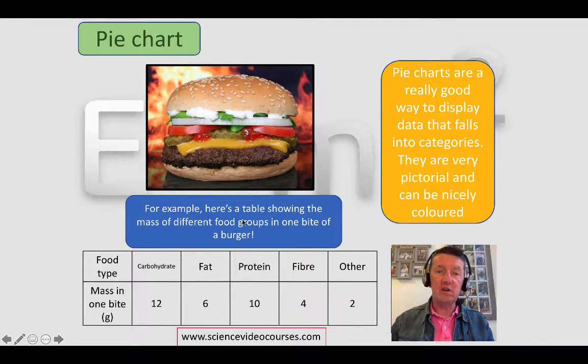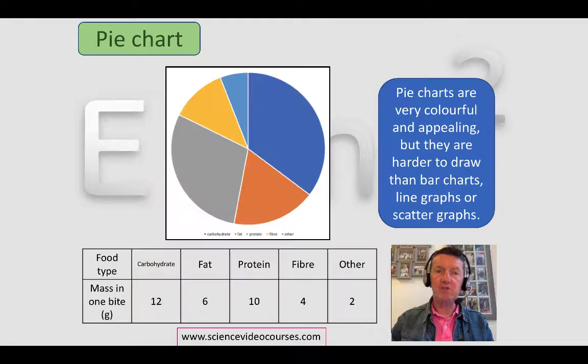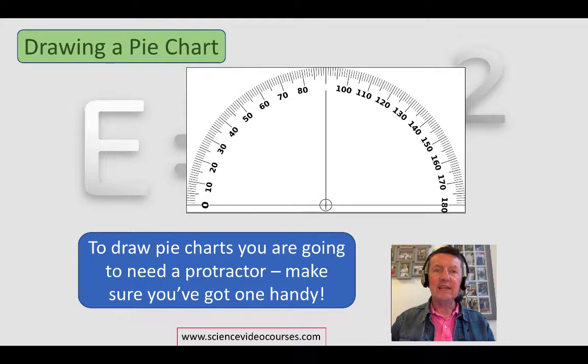Now here's some data showing what different food groups there are in a single bite of a burger. So you've got carbohydrates, you've got fats, you've got proteins, fibres, other stuff. Now if we put that into a bar chart, here's our key. The key is down here. So key is carbohydrate, is the bluey one, the orange one's fats and proteins and fibre and others. Now they're very colourful and appealing, but because they involve angles they're a bit harder to draw, but we can master that, I'm sure.